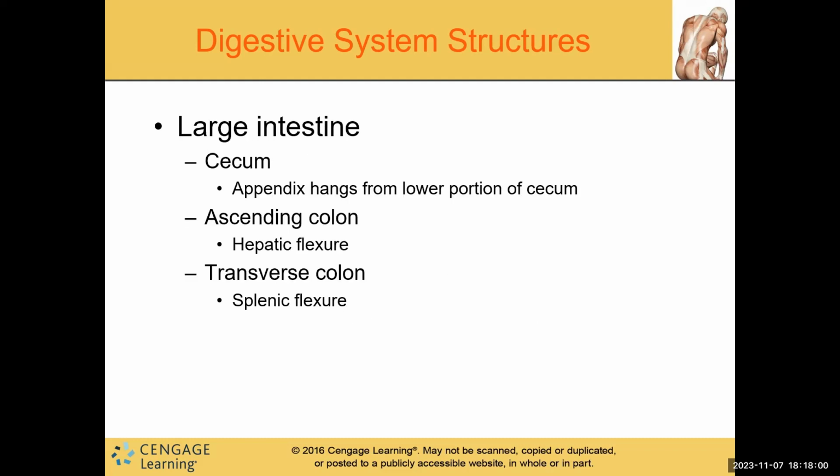From the 20 feet of the small intestine, it now goes into the large intestine, and it's broken up into 3 parts. The top part is the cecum, and the appendix hangs from the lower portion of the cecum, and we'll see that in the drawing. The ascending colon is the middle. It's also called the hepatic flexure. Hepatic, we know, means liver, so it must be near the liver. And then the transverse colon, or splenic flexure. Transverse meaning it goes across, so we'll see that.